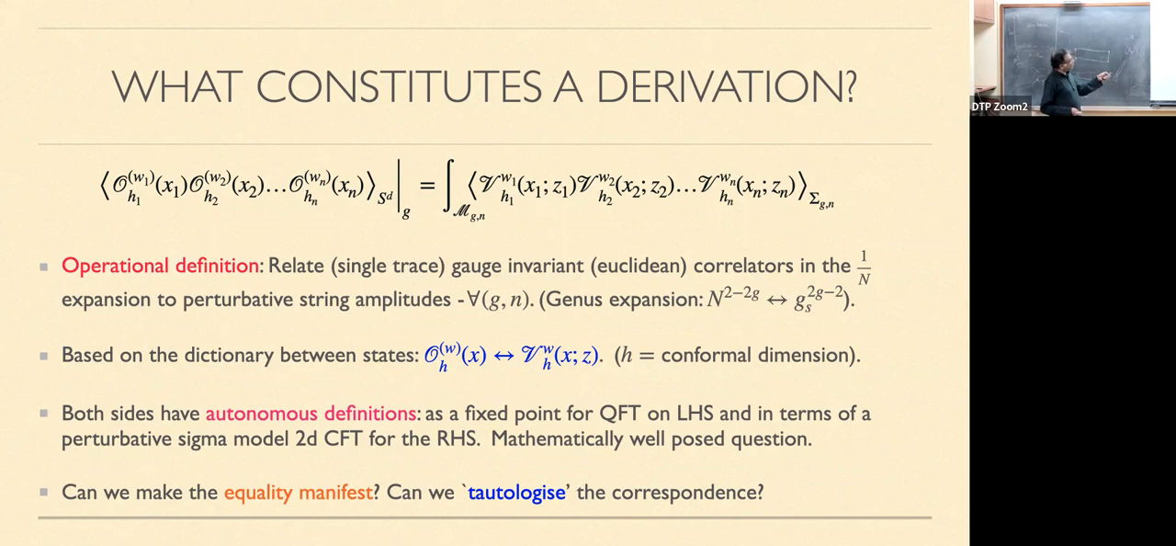So AdS/CFT effectively tells you that there's some equivalence like this. Sorry, Rajesh, excuse me for interrupting. So you will say, just take, for example, pure Yang-Mills or QCD. In the Lagrangian limit, the left-hand side is well-defined. And genus by genus, there should be a string worldsheet.